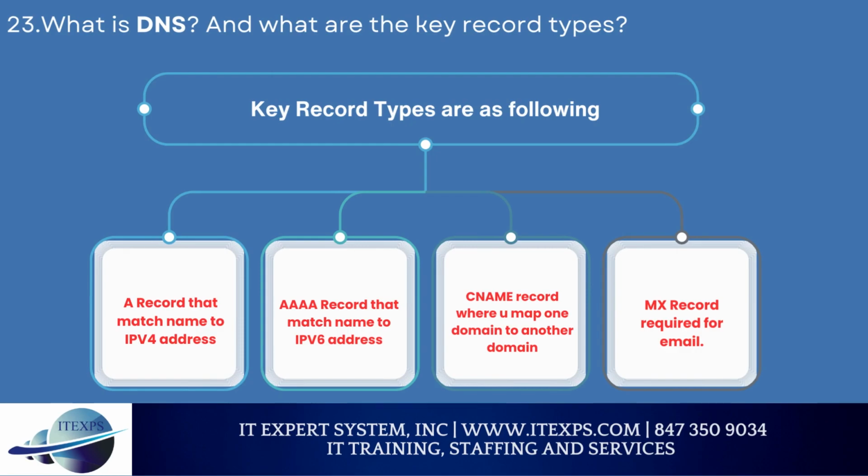23. What is DNS? And what are the key record types? Domain Name System is used to map IP addresses to a user-friendly name. It is the phone book of the Internet. You can route traffic based on geography, latency, weight etc. Key record types are as follows. A record matches a name to an IPv4 address. AAAA record matches a name to an IPv6 address. CNAME record is where you map one domain to another domain. MX record is required for email.